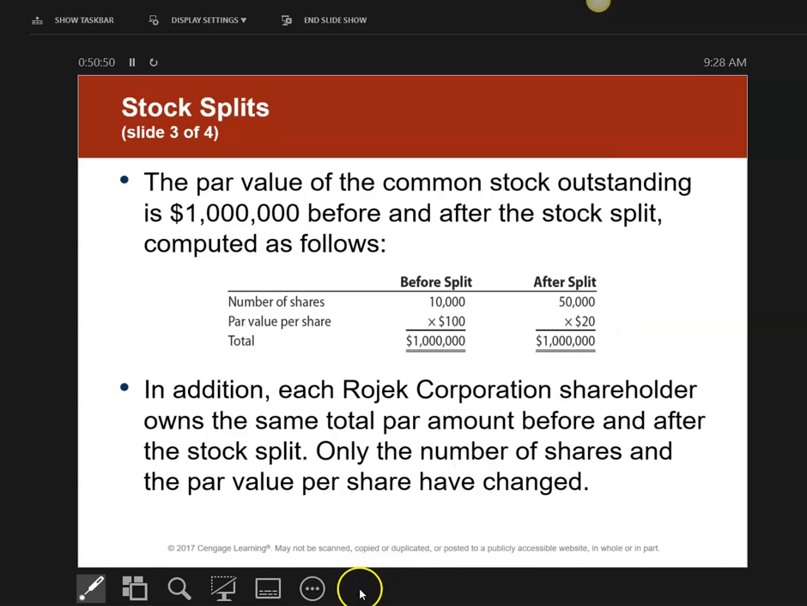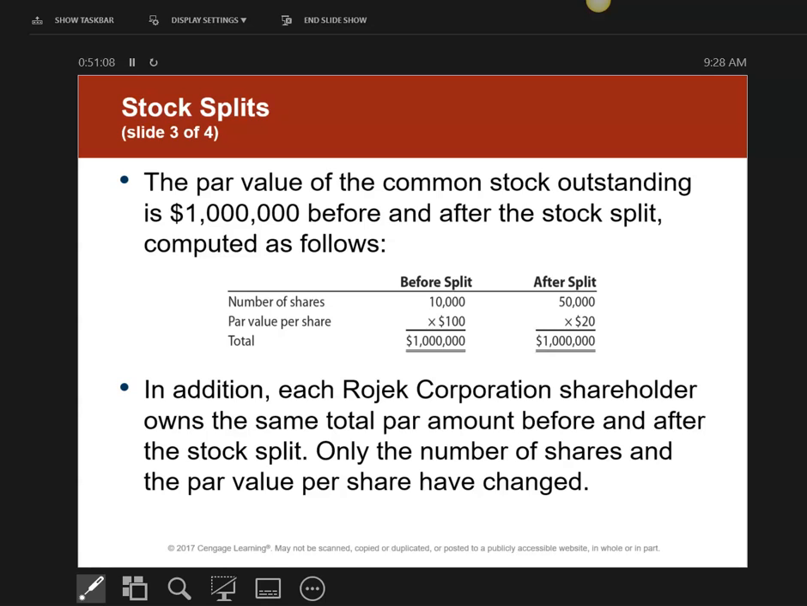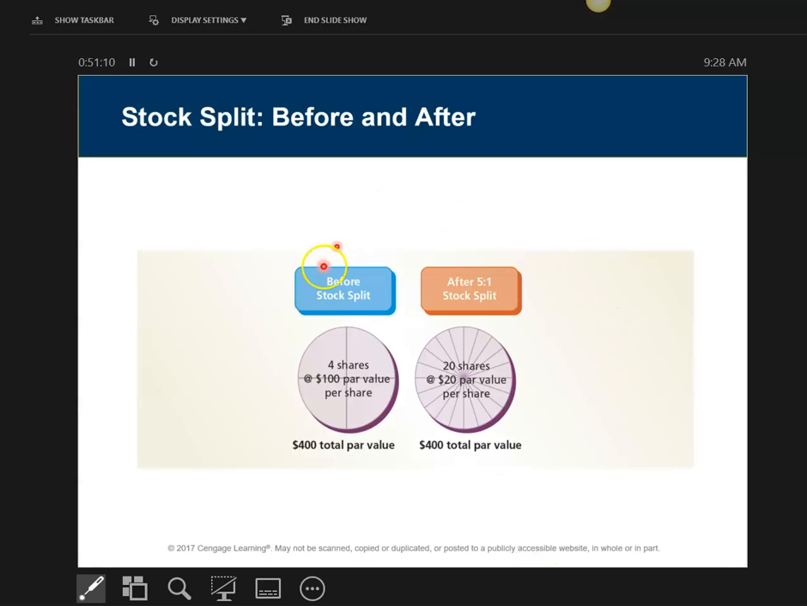If it was, let me back up to this slide. If it was a 4-for-1 split, I would take the number of shares times 4 and take the par value and divide it by 4. If it was a 3-for-1, I would change this number to 3, or 2-for-1. So whatever the number of split is, you're going to change that. Okay, so here's an example of what happens before and after.